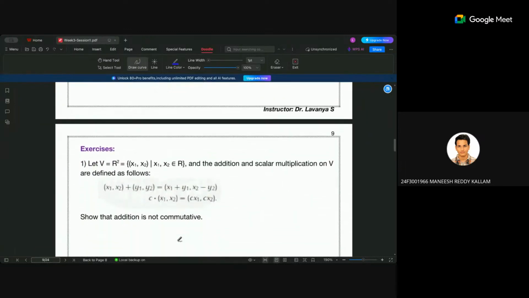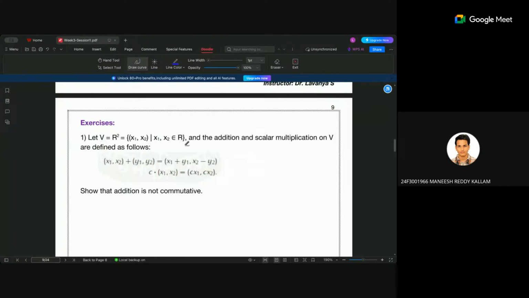Now we are looking at the same R2, but here we are defining addition differently, not the usual addition. Usual addition here, what should come? Plus. Now here, if I am defining it to be minus, then this may or may not be a vector space. There are cases where it may be a vector space when you are defining differently. Sometimes it may not be a vector space.